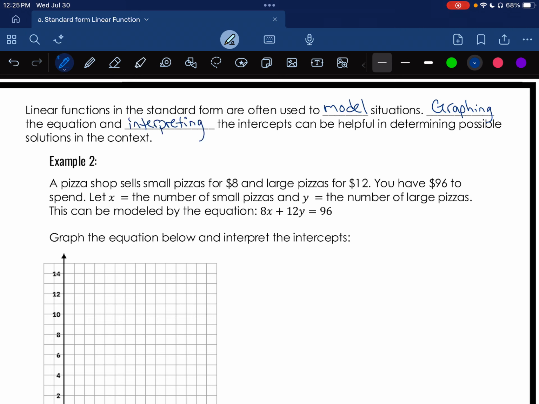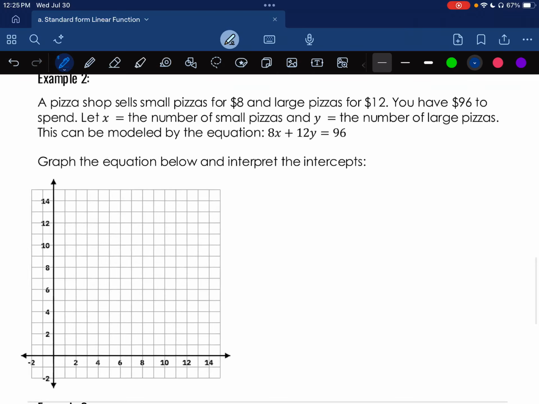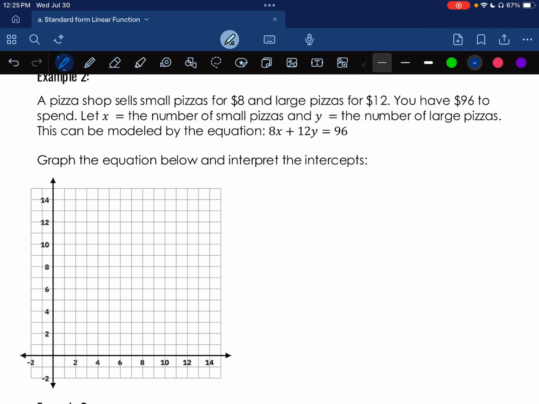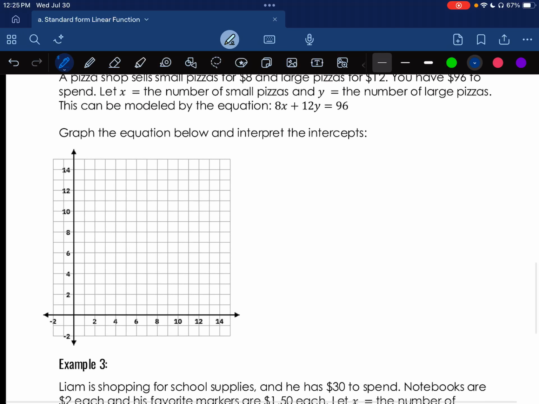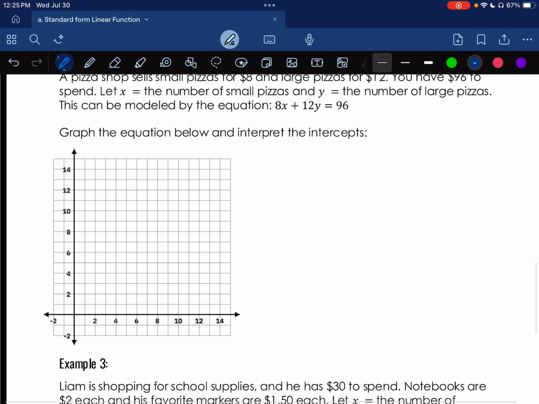A pizza shop sells small pizzas for $8 and large pizzas for $12. You have $96 to spend. I would love to have $96 to spend on pizza, just saying. Let x be the number of small pizzas. All right, so I'm going to kind of label here. Small pizzas down here. Number of small pizzas. And y is the number of large pizzas.